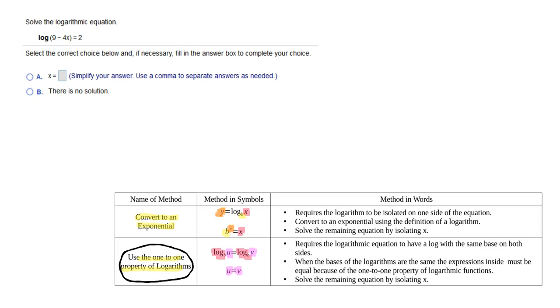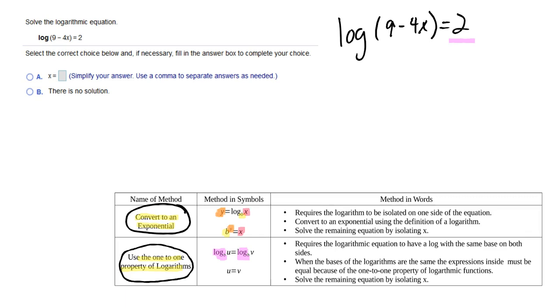So our example is given to be log of 9 minus 4x equals 2. And I want to think about which one of these methods makes sense to use. Remember what I said about the property of logarithms: it requires us to have log with the same base on both sides. And I don't even have a log on one side of my equation here. So I'm going to go with converting to an exponential for this example.